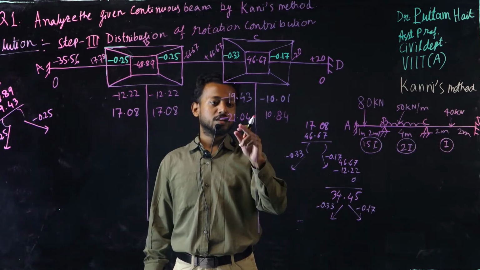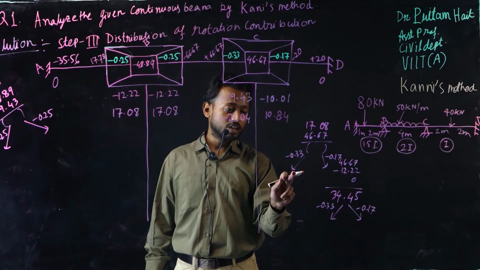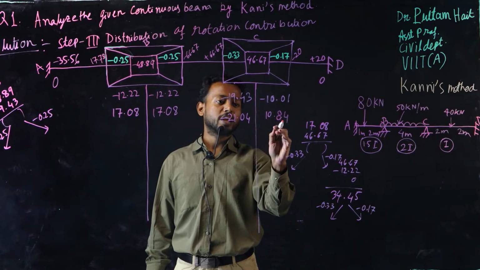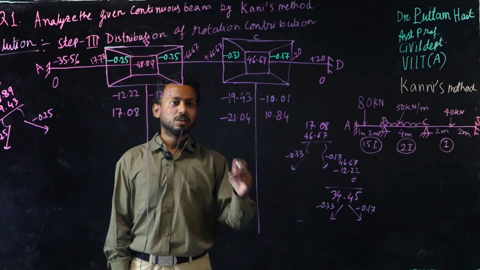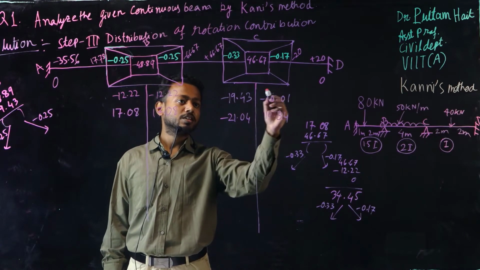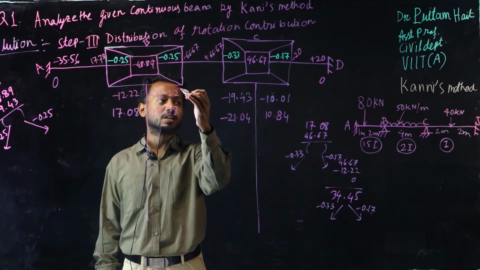After multiplying by the rotation factor, you will get minus 21.04 and here 10.84. Okay. In this way, once you have used a moment, you tick it. You have used this moment, you tick it. You have used this moment, you tick it.